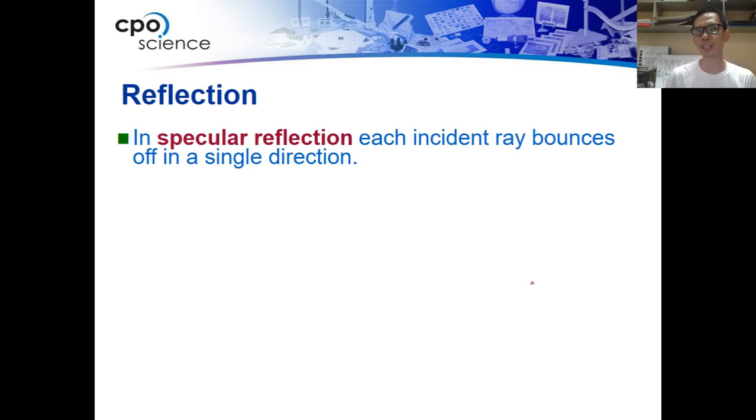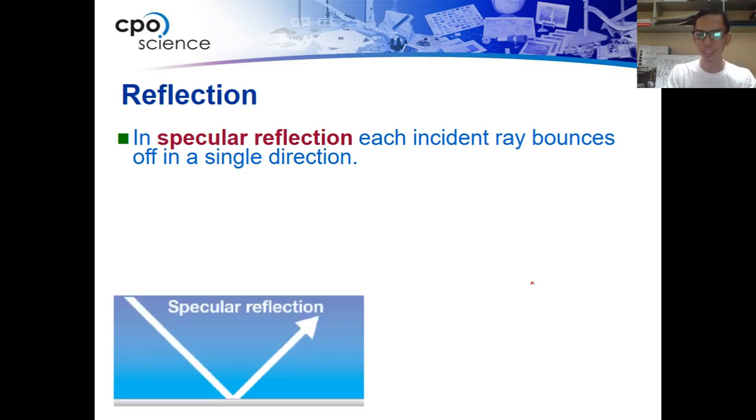If the surface is smooth, a single ray of light, like the one that we have right here, will bounce off in a single direction. As you can see, it approaches the mirror from a single direction and it leaves the mirror toward one direction.